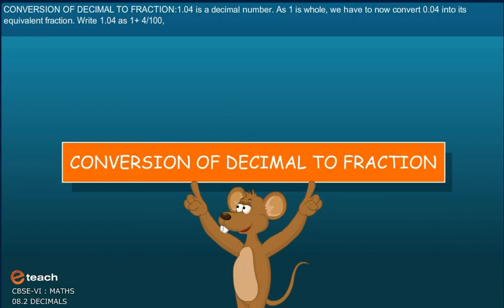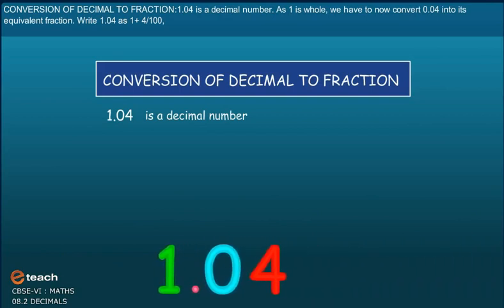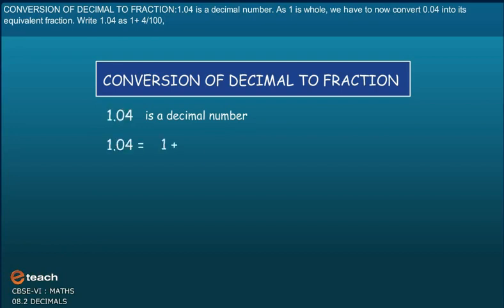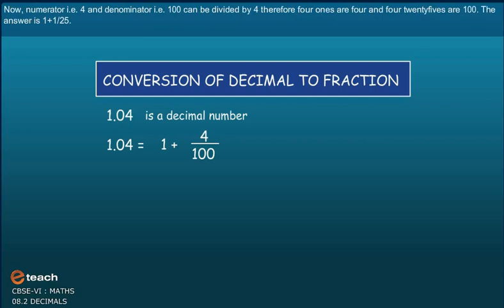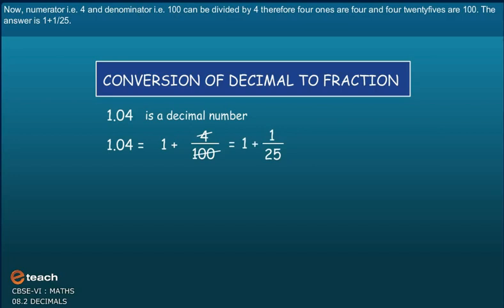Conversion of decimal to fraction. 1.04 is a decimal number. As 1 is whole, we have to now convert 0.04 into its equivalent fraction. Write 1.04 as 1 plus 4 by 100. Now, numerator, that is 4, and denominator, that is 100, can be divided by 4. Therefore, 4 ones are 4 and 4 25s are 100. The answer is 1 plus 1 by 25.